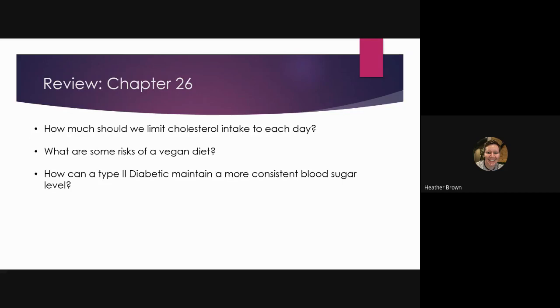And then lastly on this slide, how can a type 2 diabetic maintain a more consistent blood sugar?